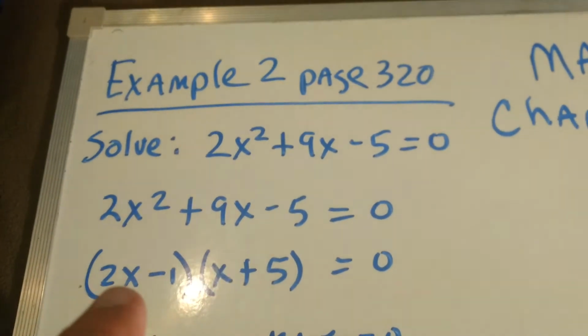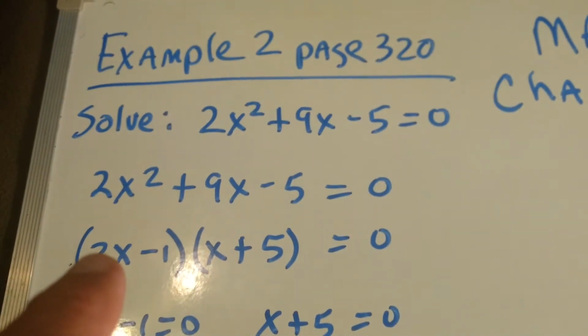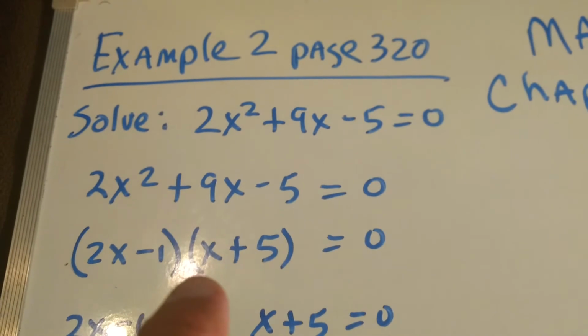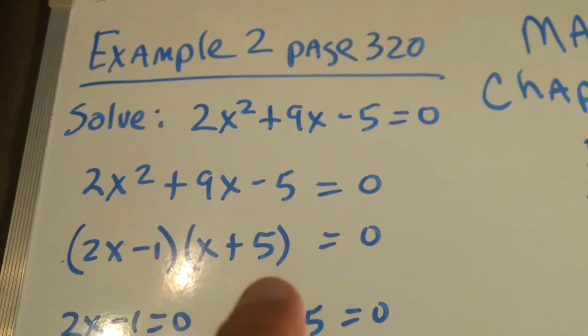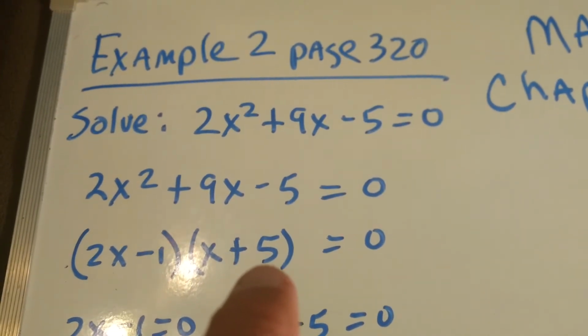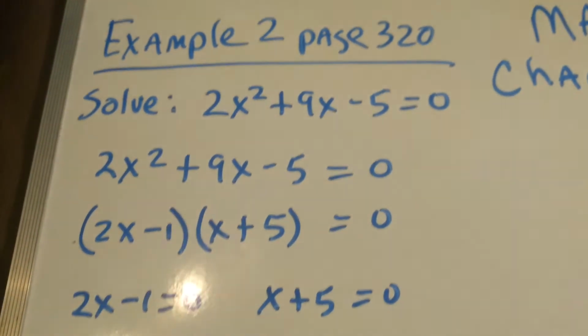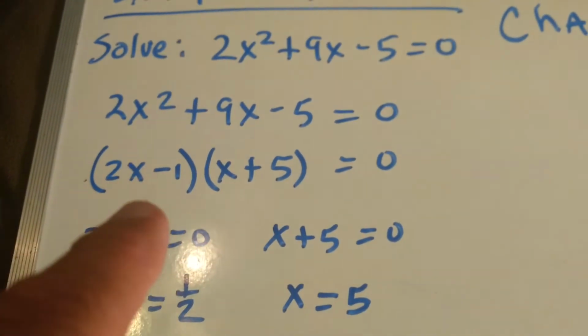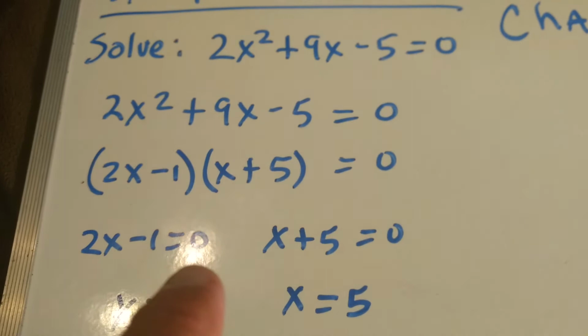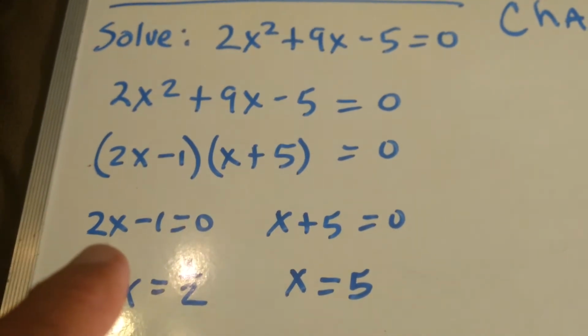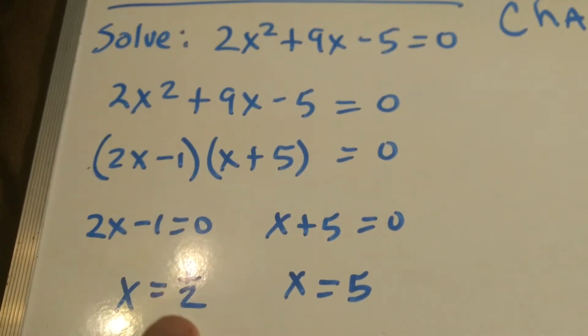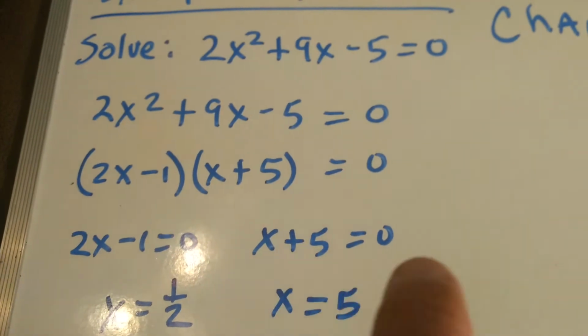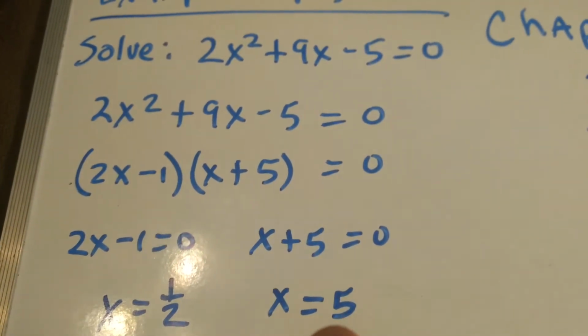Now, if I go my inside times my inside, I get a minus 1x. If I go my outside times the outside, I get a positive 10x. 10x minus 1x is 9x. Then what we do is take each factor, set it equal to 0, and solve. Add 1 over, divide by 2, we get x equals 1/2. Subtract 5 over, we get x equals negative 5.